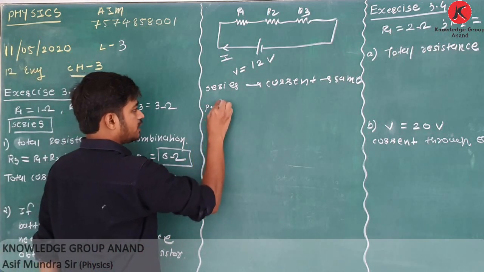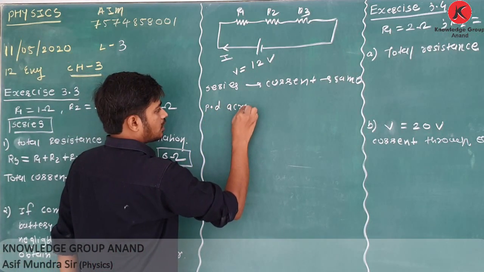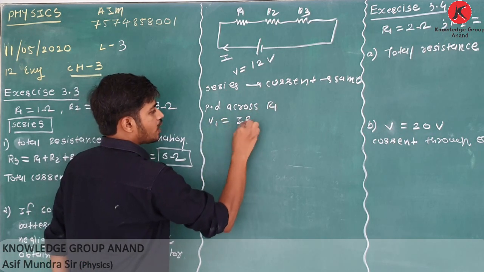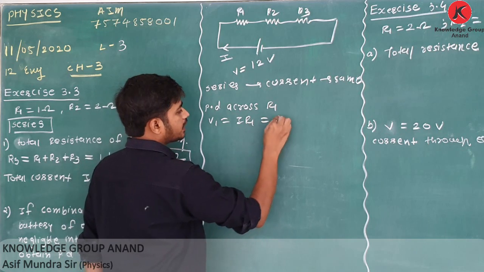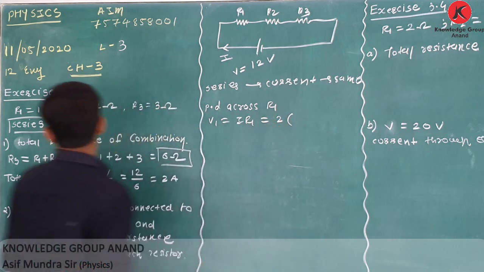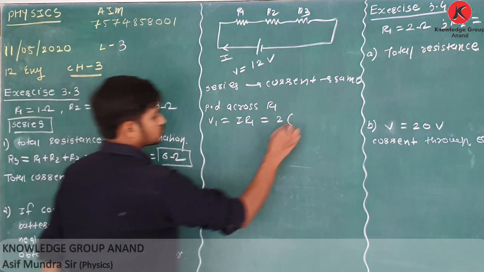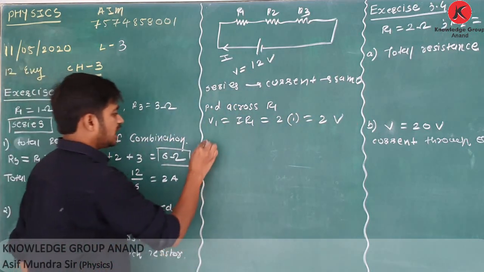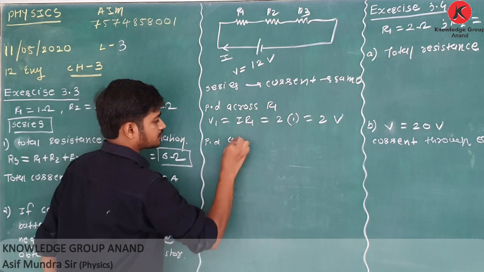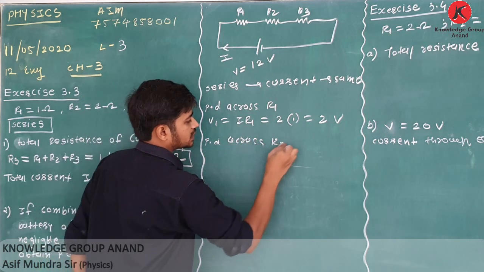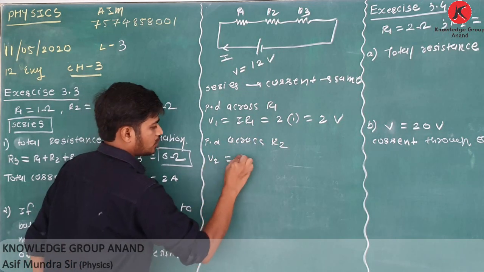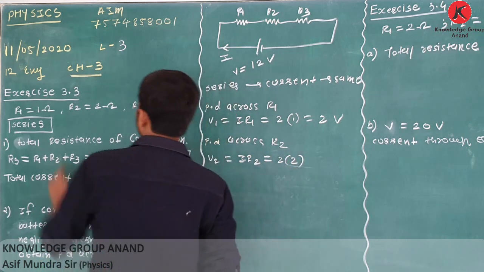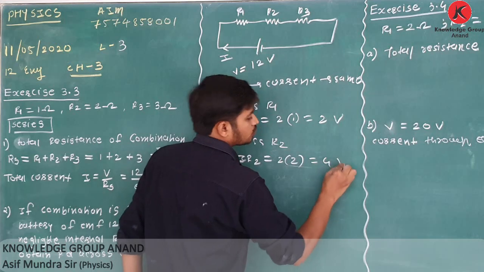So potential difference across R1, V1 is equal to IR1. What is value of I? It is 2. What is value of R1? Where is R1? Here it is this one. So it is 2 into 2. Clear about this? Similarly, potential difference across R2, V2 is equal to IR2. What is value of R2? Yes, it is 2. 2 into 2, it is 4 volt.